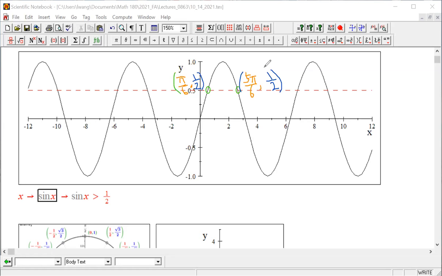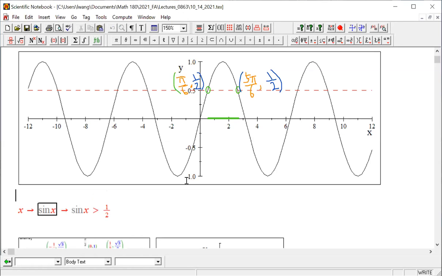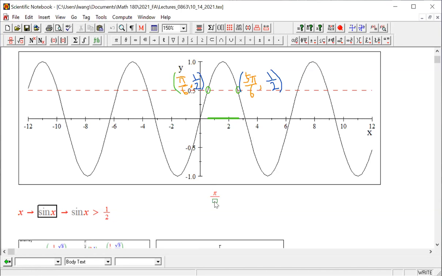We want to describe those inputs between these two green dots, green circles. And there are many more. How do you describe them? Of course, we have to use mathematical language. So let me show you how you describe them. This interval will be described as the solution is between pi over 6 less than x less than 5 pi over 6.